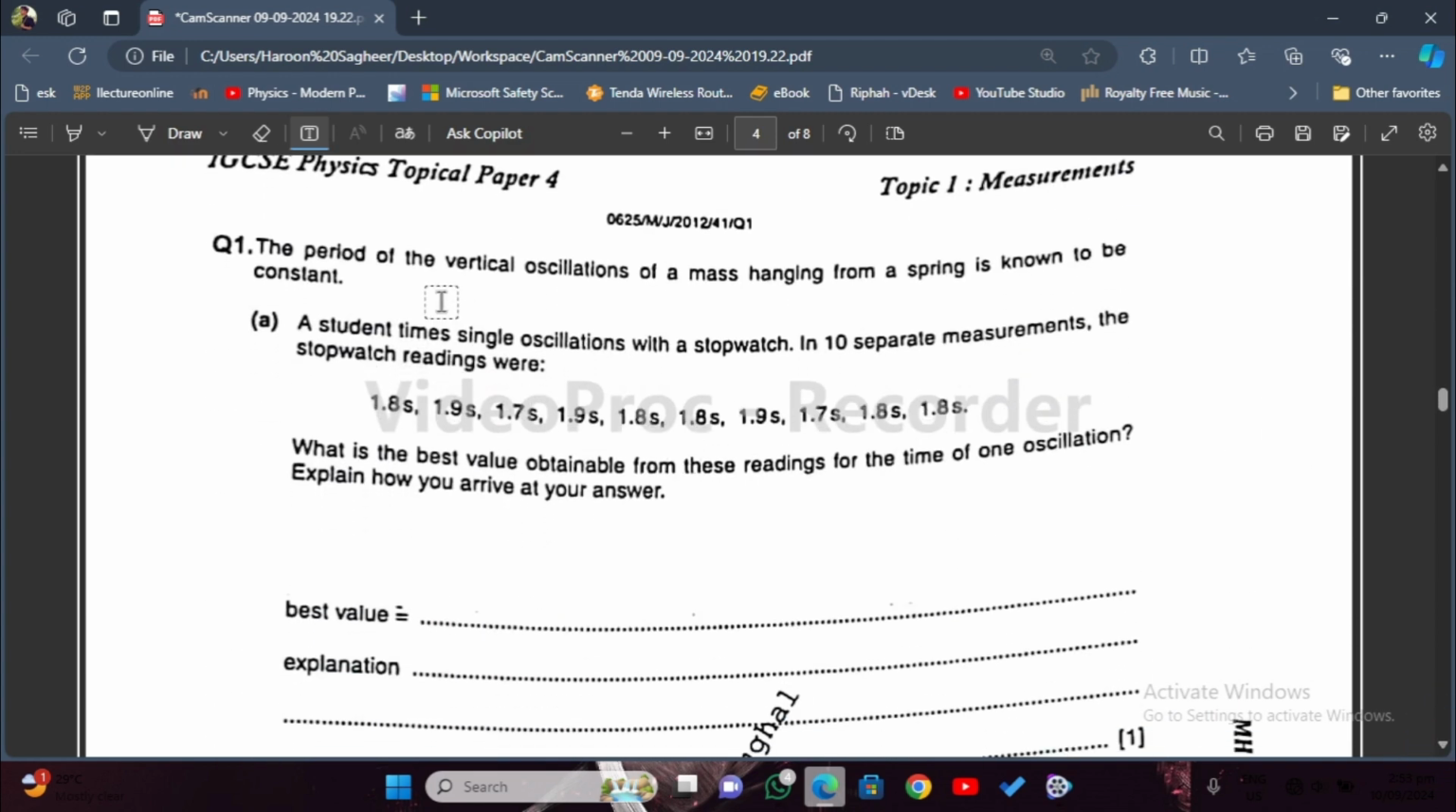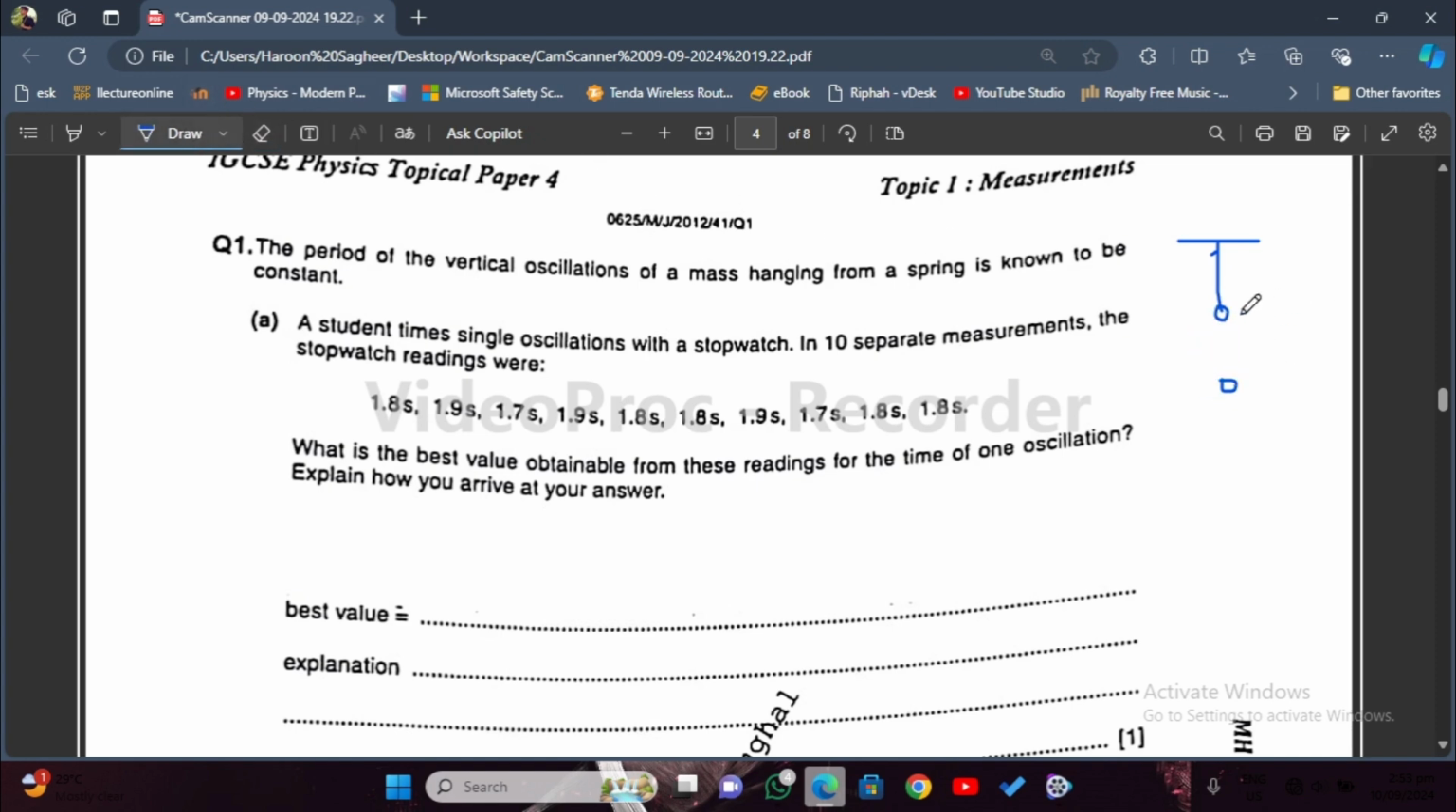Alright, so the period of vertical oscillations of a mass hanging from a spring is known to be constant. Yeah, the period comes out to be constant. The time period of a pendulum. Let's say if we have a pendulum like this, that's a support, there's an inextensible string. That is basically a simple pendulum. You can create it in your home. So right now it is at a resting position, which is O. O can be any arbitrary position.